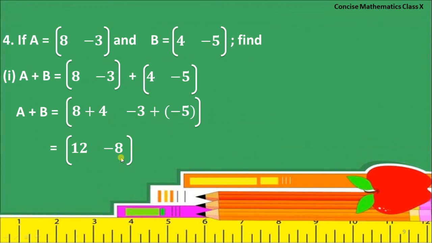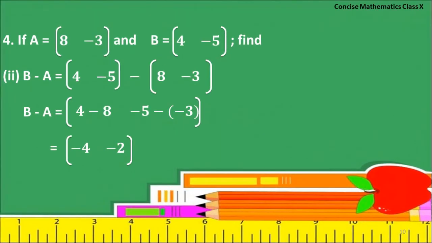Here one more thing you can note down, children. After finding the sum of the given matrices, the result you obtain will also be in the same order. Observe here, matrix A is of the order 1 by 2, matrix B is of the order 1 by 2, and matrix A plus B is also of the order 1 by 2.